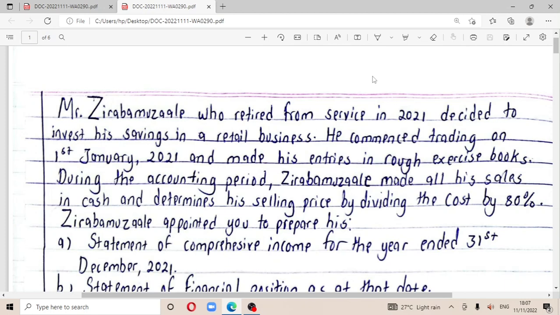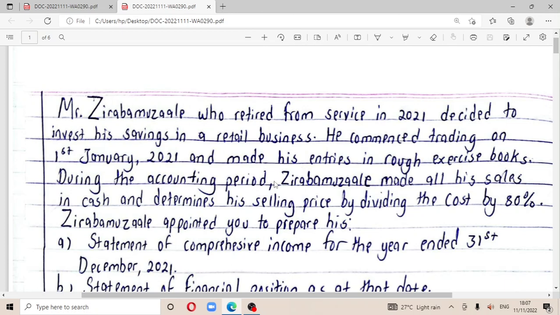We are having Mr. Zira. The name is too long for me, I can't pronounce it well, so I'm going to be saying Mr. Zira. So Mr. Zira, who retired from service in 2021, decided to invest his savings in a retail business. He commenced trading on 1st January 2021 and made his entries in rough exercise books.